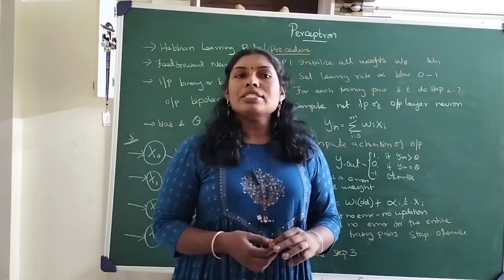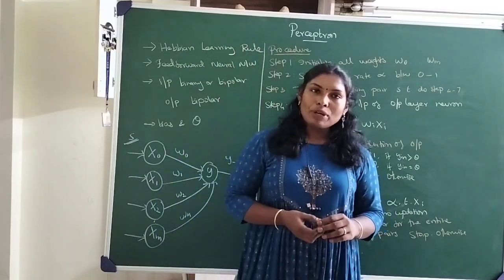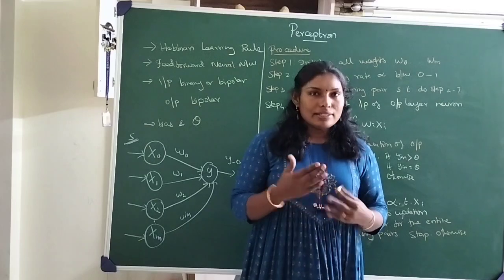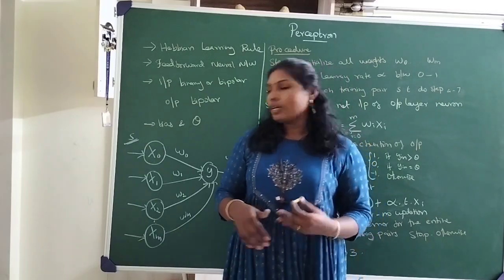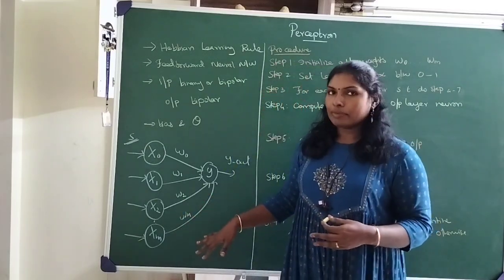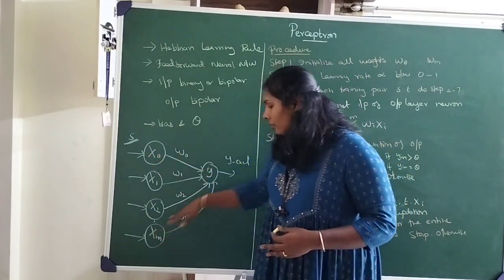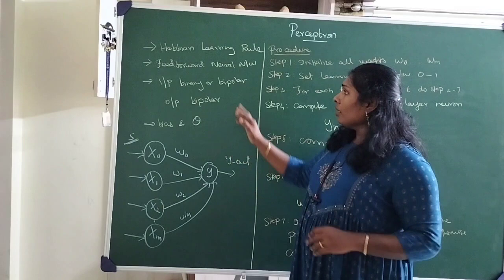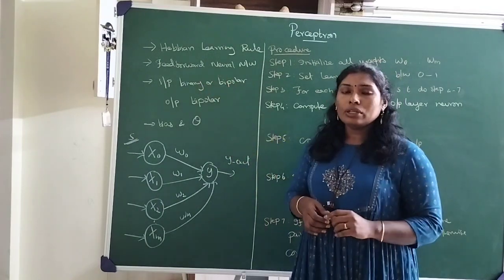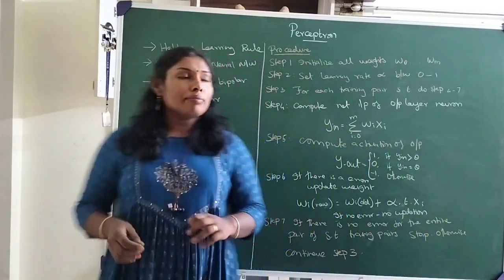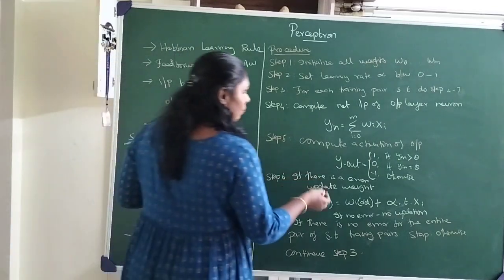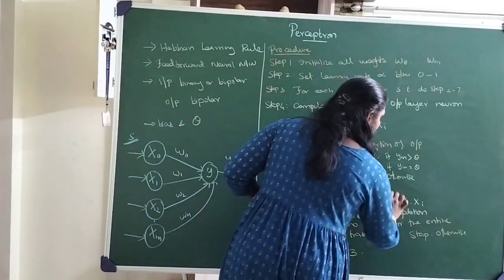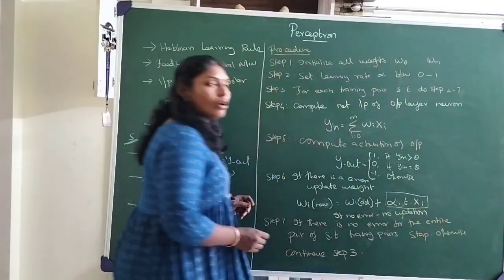Perceptron is a universally accepted neural network model, and it might be either a single layer network or a multi-layer network. Here I have shown you a single layer feed forward network, an input layer followed by an output layer, and it is fully connected, and it follows the Hebbian learning rule. The Hebbian learning rule is nothing but this weight updation formula. So this is the rule for learning.